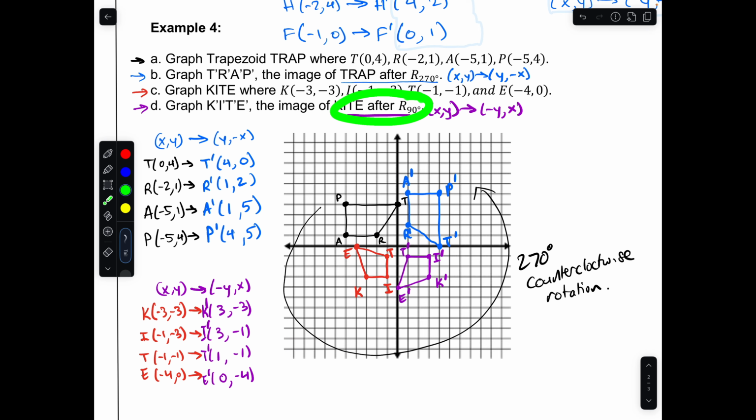So when we rotate 90 degrees, again, that's counterclockwise, that means (x, y) is going to be mapped to the point (negative y, x). And again, this negative y doesn't mean that coordinate has to be negative. It just means the opposite of the old y coordinate. Okay? So when you plot those points, you can apply it here and then plot these points on the graph, and your image, K prime, I prime, T prime, E prime, should be right down there in quadrant 4. Again, that is a 90-degree counterclockwise rotation. That's it for 8.3.